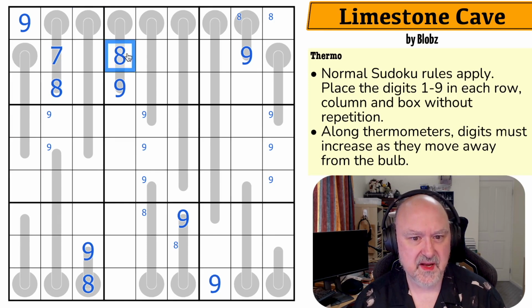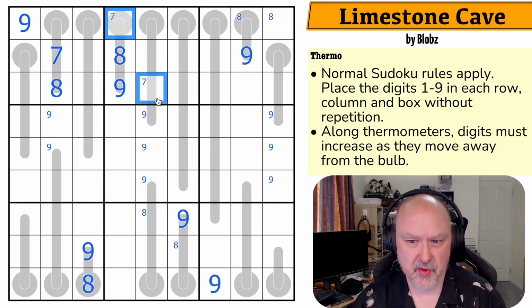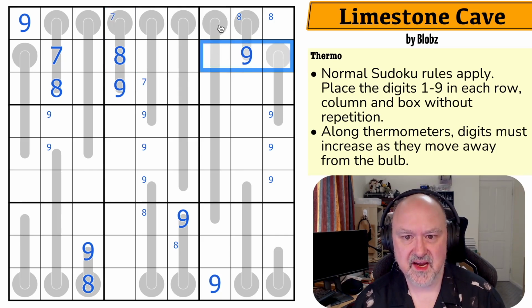Not sure. But now 7 can't go in any of those. 7, 9 might work. 7 could go there. 7 can't go here. Too many digits higher. So 7 can't go in any of those there or there because 7, 8, 9, 10 doesn't work. And I can't put 7 anyway. So 7 is in one of those 2. 7's not in any of those. There's too many digits higher. That's not it.